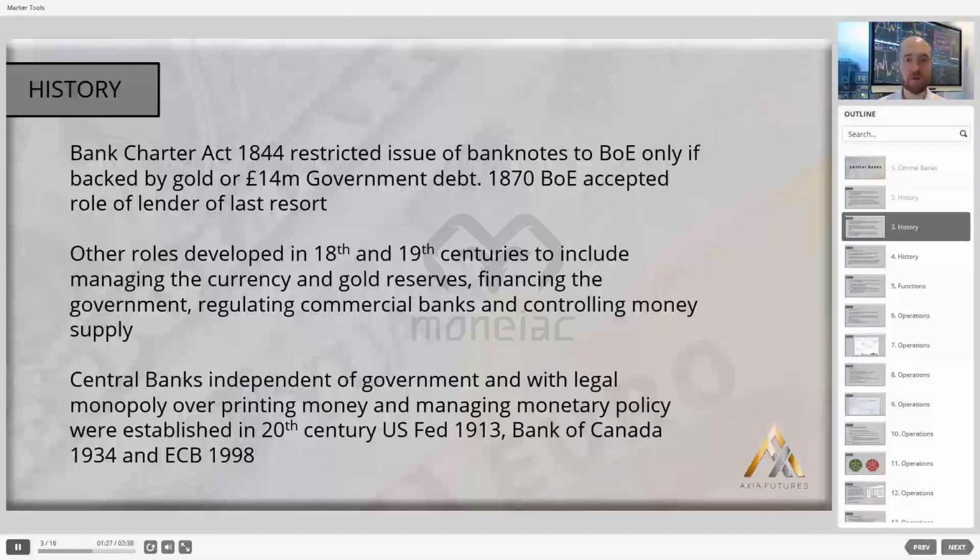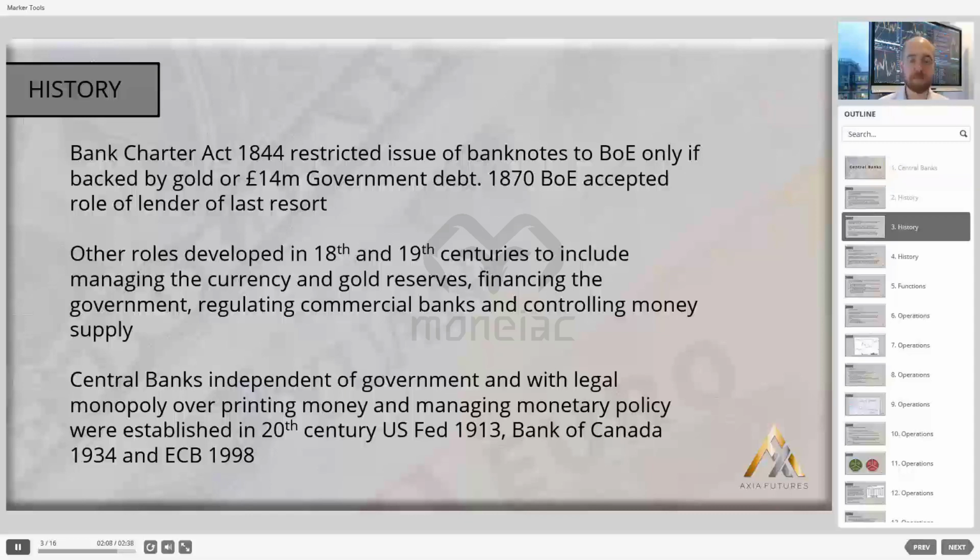Now, other roles that we see as synonymous with central banks started to build up in the 18th, 19th centuries and predominantly included managing currency and gold reserves, financing governments, regulating banks and controlling money supply. The control of the money supply and how they do that is really the main focus that we want to be looking at. How they regulate a bank is rarely going to create too much of a trading opportunity, whereas how they manage the money supply is fundamental to how markets trade, how borrowing and lending function within the economy. So that's where we're going to focus, that's where the trades are, that's where the opportunities are.